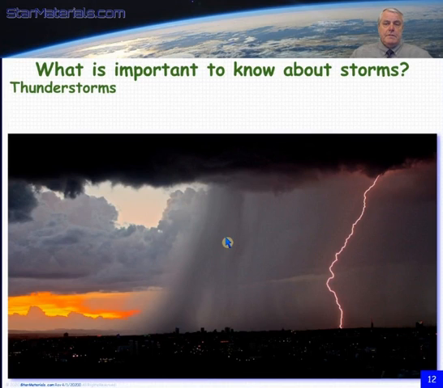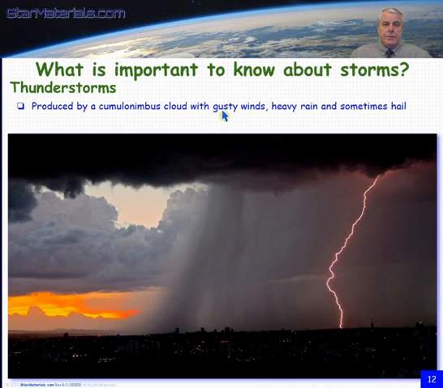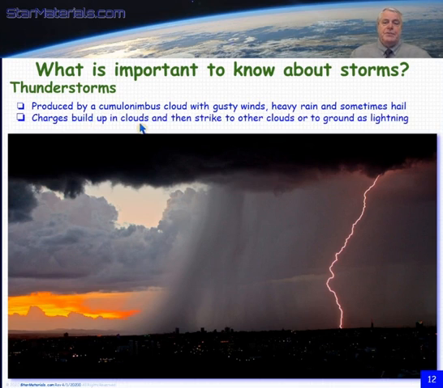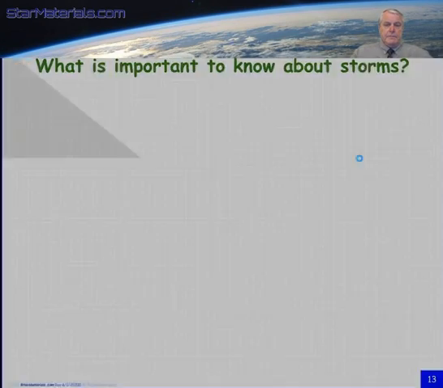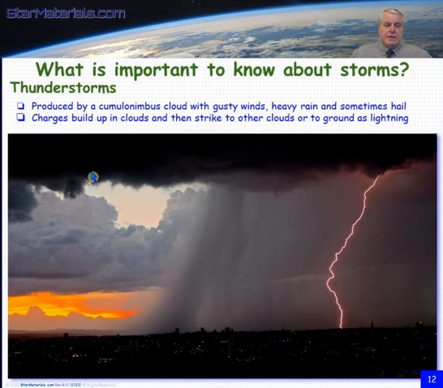Thunderstorms. They're produced by cumulonimbus clouds with gusty winds, heavy rain, and sometimes hail. Remember, cumulus clouds that produce rain. Charges build up in the clouds and then strike to other clouds or ground as lightning. Here's a strike to ground from the buildup of charges in the clouds. But most of the lightning is between clouds.